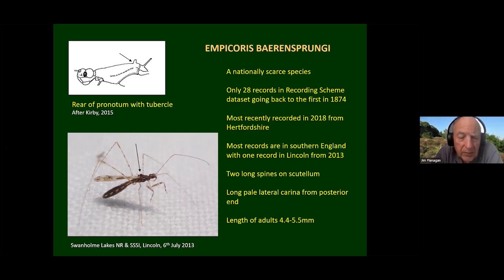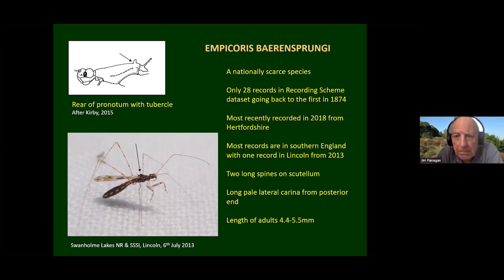One of the main distinguishing features of this bug is that it has a pronotum with a tubercle at the rear end. It's obvious in that diagram, top left hand, but sometimes it's not so obvious and needs to be carefully looked for if you think your specimen is going to be bearenspringi. There are actually two long spines on the pronotum. The pronotum seems to have two levels. It's got an upper level, which is shown on that diagram, and then there's a lower part of the scutellum, which has another equally long spine. And I think other species of Empicorus have these two long spines.